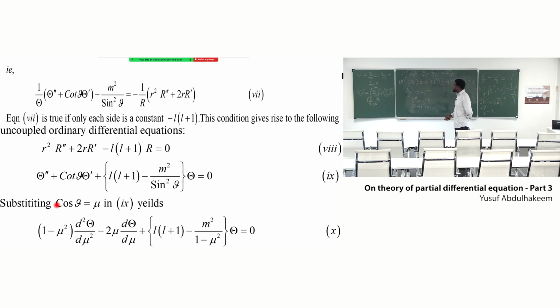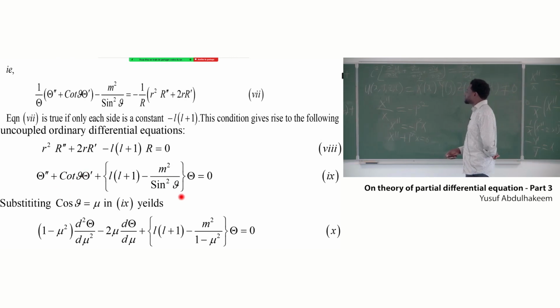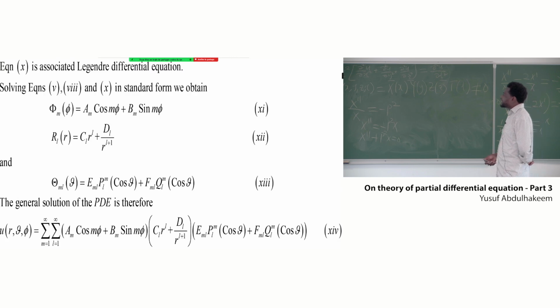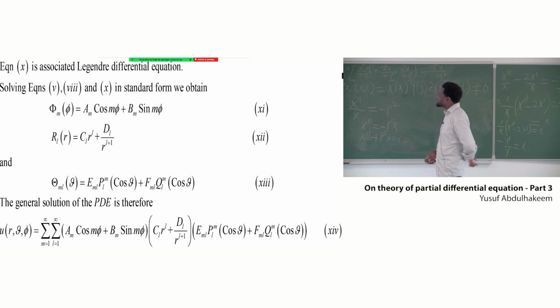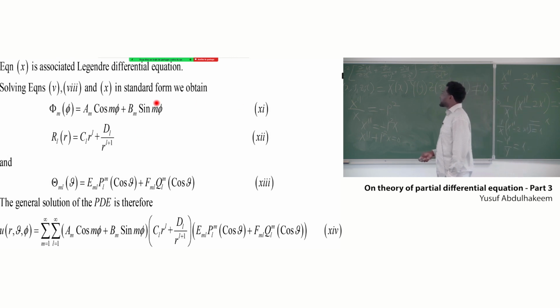From Pythagoras theorem, we can resolve this to obtain the value for cot theta and also the value for sin theta. On resolving that, we have this as the differential equation. Equation 10 is associated with the Legendre differential equation. By the time we look at it, it is in the form of the Legendre differential equation. So solving 4 and 5 in standard form, this is what we obtain as the solution: the first, second, and third solutions.